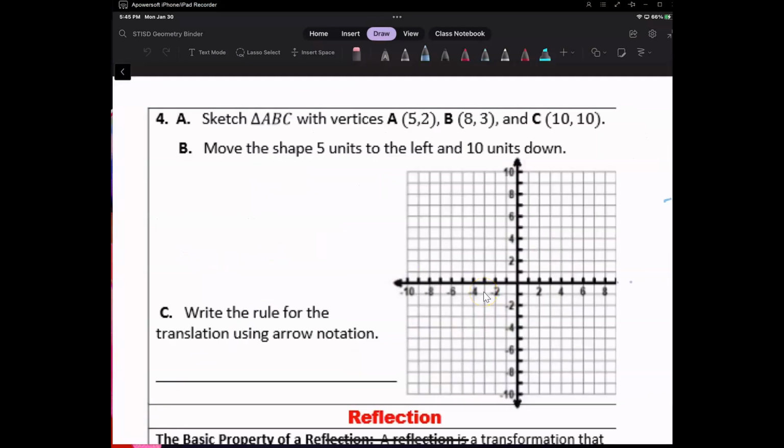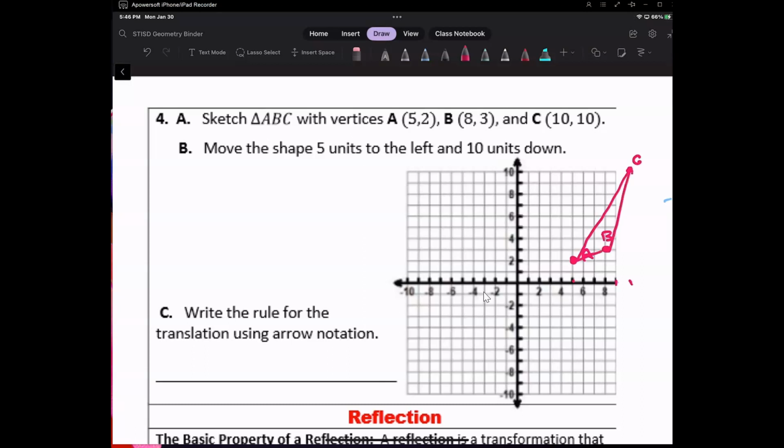Okay, so we're going to go ahead and graph our pre-image triangle ABC. We have A is (5, 2). So that's A. B is (8, 3). So it's 8 and then 1, 2, 3. That's our B. Our C is (10, 9, 10)... we're going to go up 10, so it's right here. That's your C.